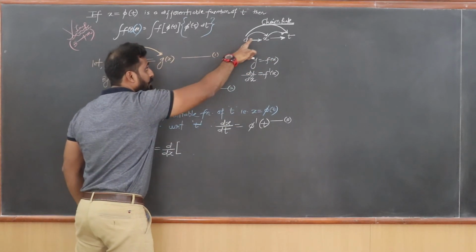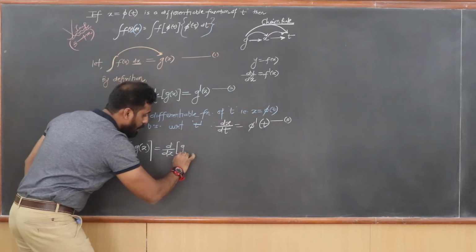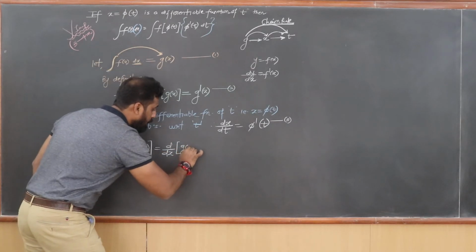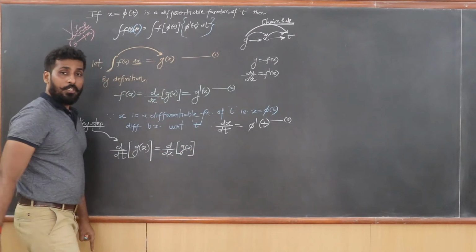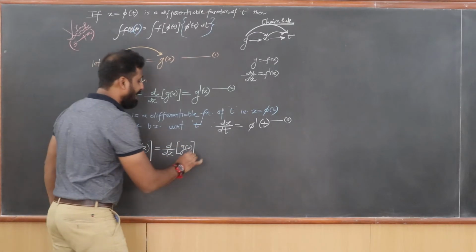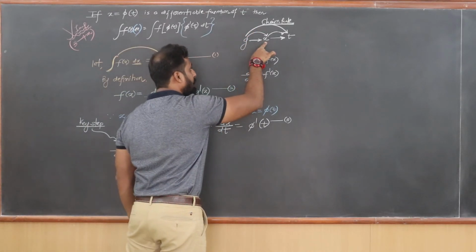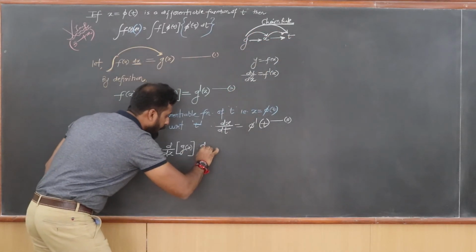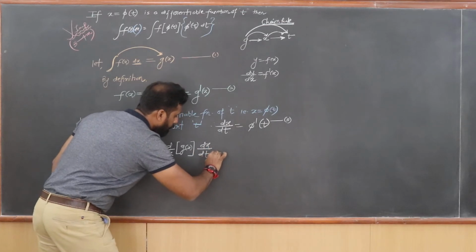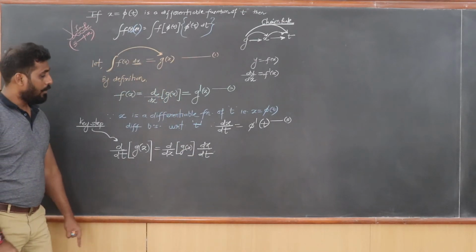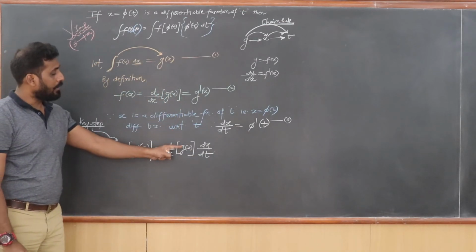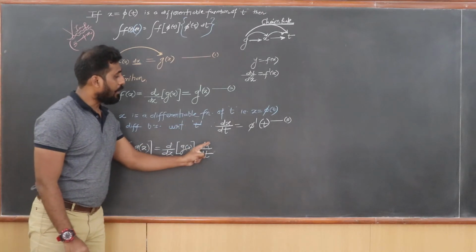So derivative of g with respect to x. Derivative of g with respect to x. And g is nothing but g of x. So derivative of g with respect to x into derivative of x with respect to t. So I write dx upon dt. Isn't it simple? So derivative of g with respect to x and again dx upon dt.